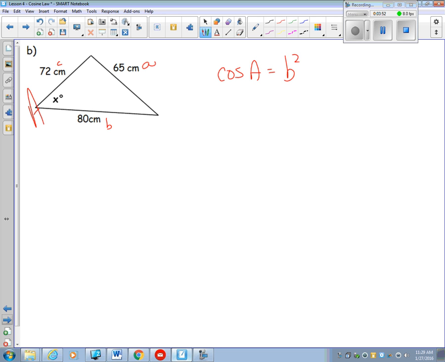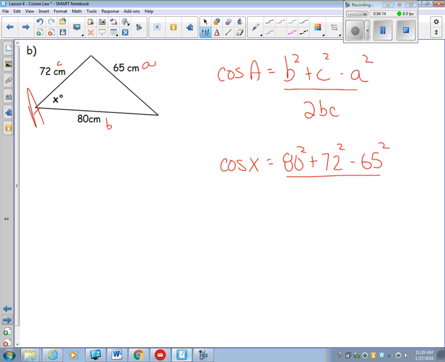Just write it out so we can remember what it is. b squared plus c squared minus a squared over 2bc. Okay, so in our case, the cos of x, I don't know what that is. b I was using as 80. c was the 72. The a has to go at the end at 65. Make sure those all have squares on them. 2 times b times c.